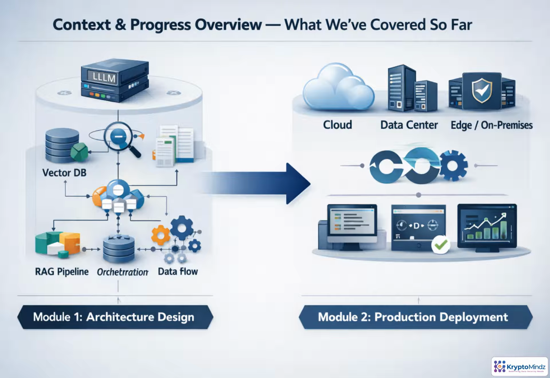We're now moving from GenAI architecture design into production deployment. You already know the core building blocks: applications, APIs, orchestration, retrieval, vector databases, and model endpoints. Next, we'll evaluate where those pieces can run. Then connect those choices to CI/CD, infrastructure as code, versioning, and release readiness.